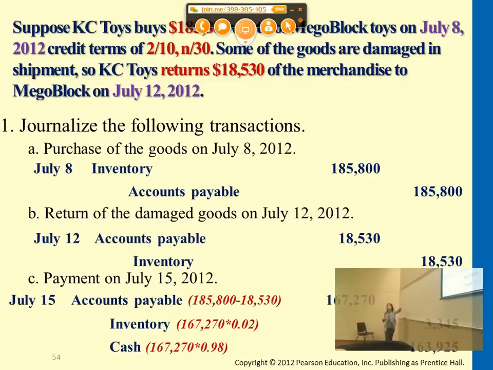Then at the end, when it reaches payment, make sure that you understand whether this transaction is paid within the discount period or after. If it's after, then it will be just that amount minus the part that you're returning. You'll be paying that in full with cash. But in this case, we are paying within the discount period, so you get 2% off, the $3,345. So the inventory account here will be reduced by this amount, the 2%. So the inventory T account will look like that after posting these journal entries.